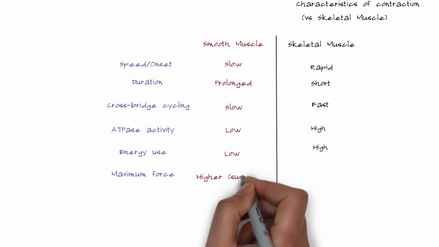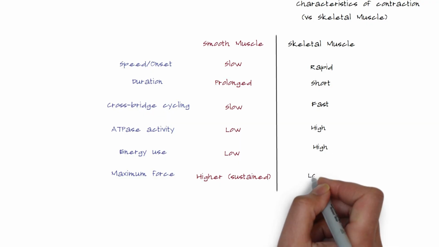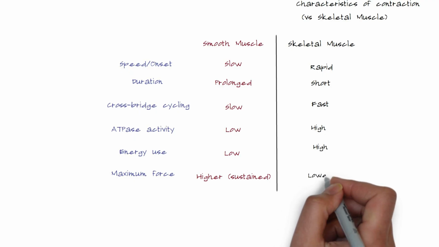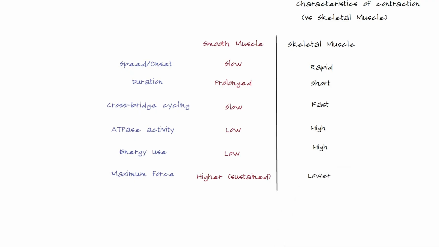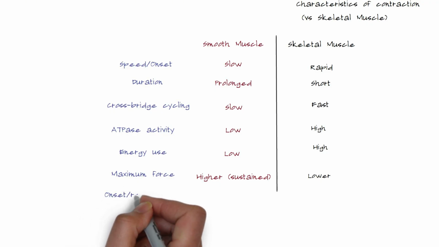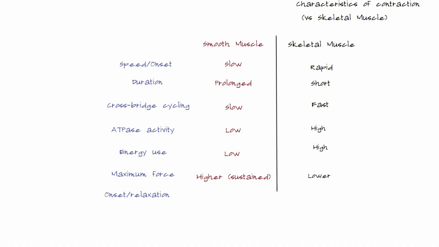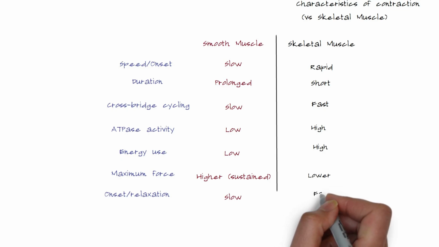Regarding the maximum force generated, it's much higher in the smooth muscle this time, but it's lower in the skeletal muscle. The relaxation occurs very slowly in the smooth muscle, but fast in the skeletal muscle. That's to say, for all of these, the smooth muscle is slower, but the skeletal muscle is faster, except for the tension or the maximum force. It's very high in smooth and very low in the skeletal muscles.